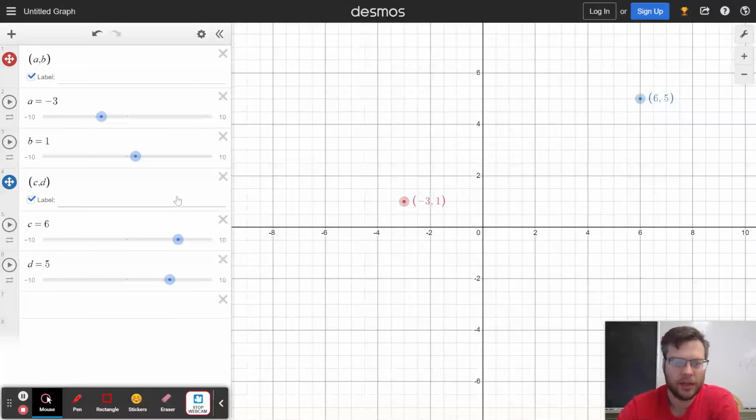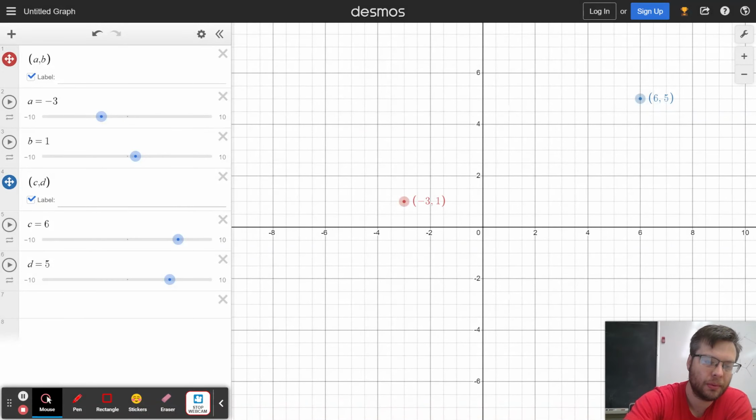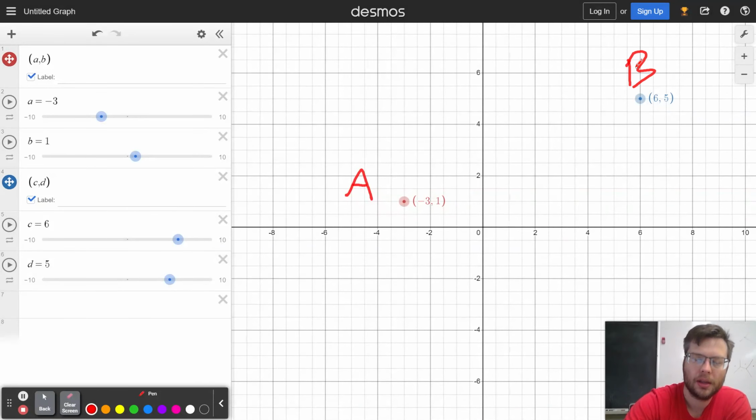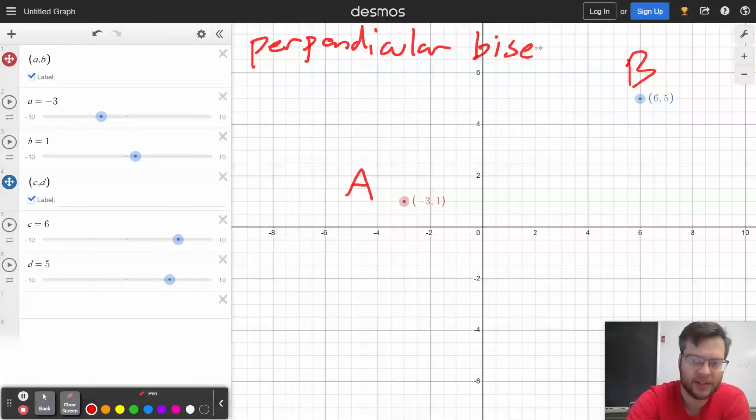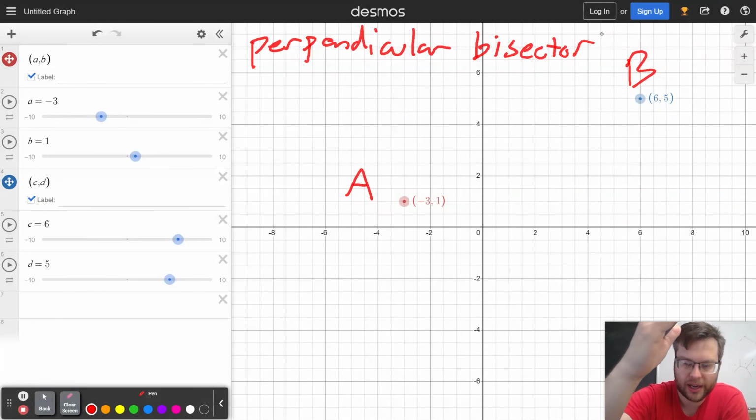Okay, so here we go. We'll call this one point A on the left. We'll call this one point B on the right. And what I'm going to find is the equation that carves out the perpendicular bisector. And so when I see those two words, perpendicular, that means that it's going to hit at a 90-degree angle. And bisector means it's going to hit it and cut the segment in half. So it's going to go exactly in between A and B.